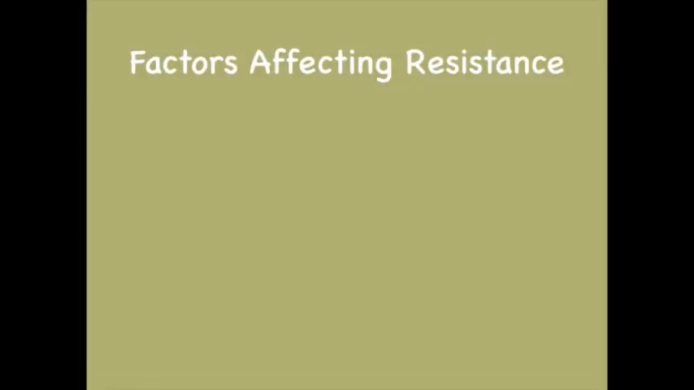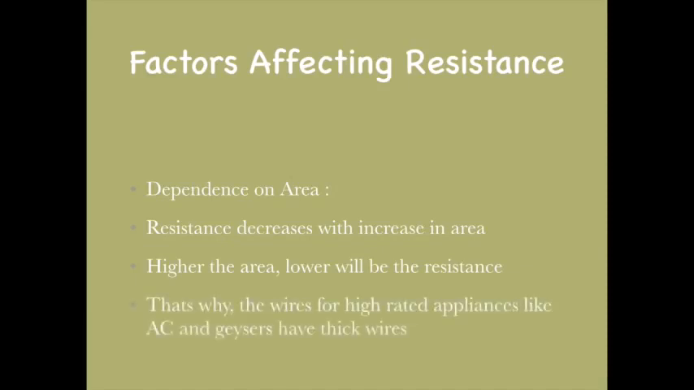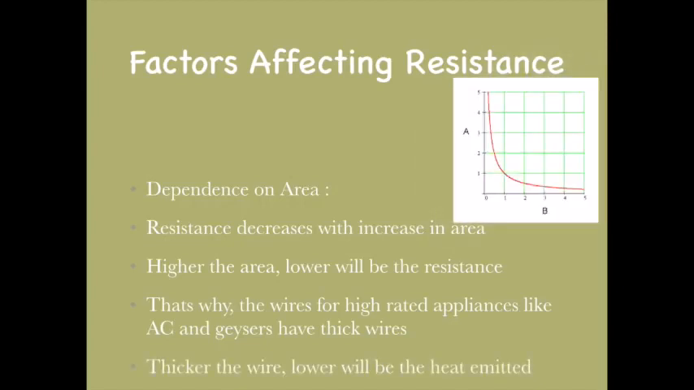Now let's study the third factor, which is the area. It was found that resistance decreases with the increase in area. Higher the area, lower will be the resistance. And this is the reason why ACs and geysers have comparatively thicker wires. Thicker the wire, lower will be the heat emitted. Similarly, you can have a look at the graph, which shows the inverse relation of the dependence of area on resistance.